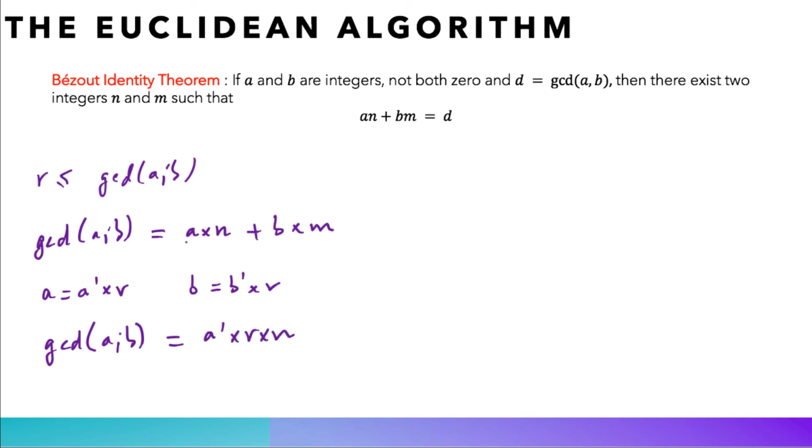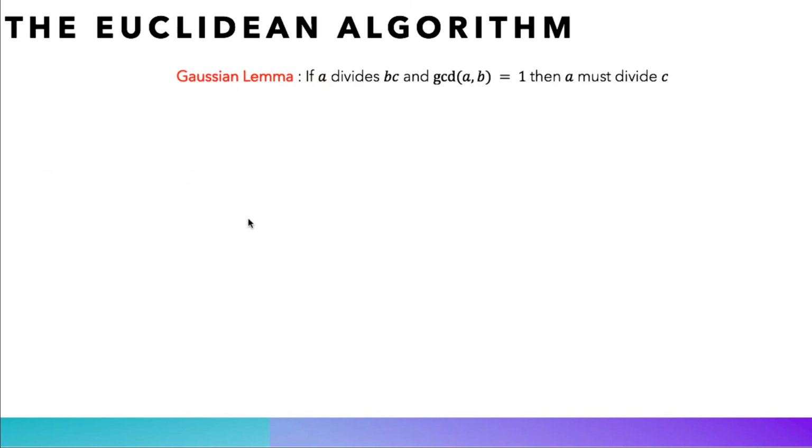Here I replaced a by a prime times r plus b prime times r times m. Now it is easy to see that we can actually factorize by r, in which case this is equal to r times a prime times n plus b prime times m, which means that r divides the GCD of a and b.